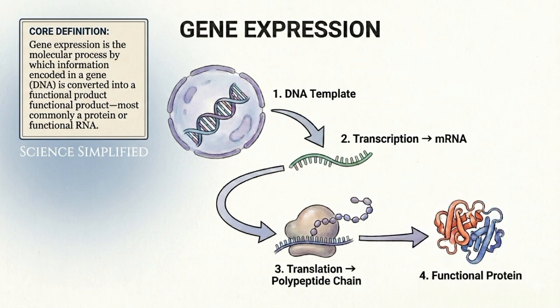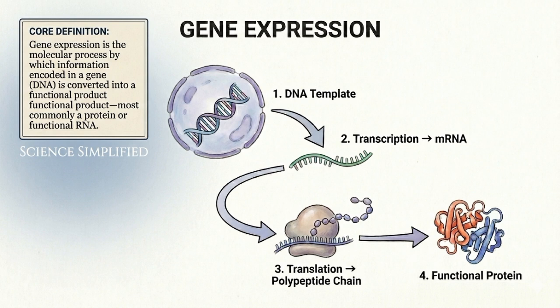To give you a little extra context, scientists call this entire flow DNA to RNA to protein, the central dogma of biology. It is the fundamental rule of life. Without this process, our genes would just be silent data. Gene expression is what makes that data come alive.